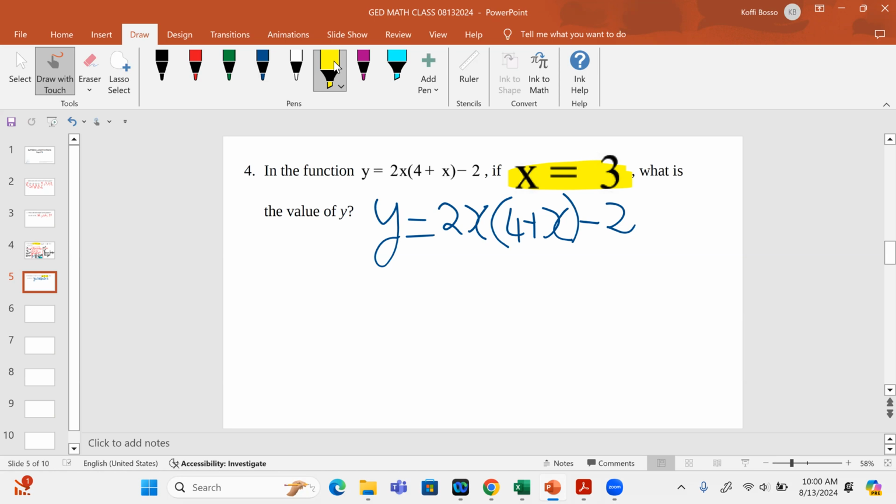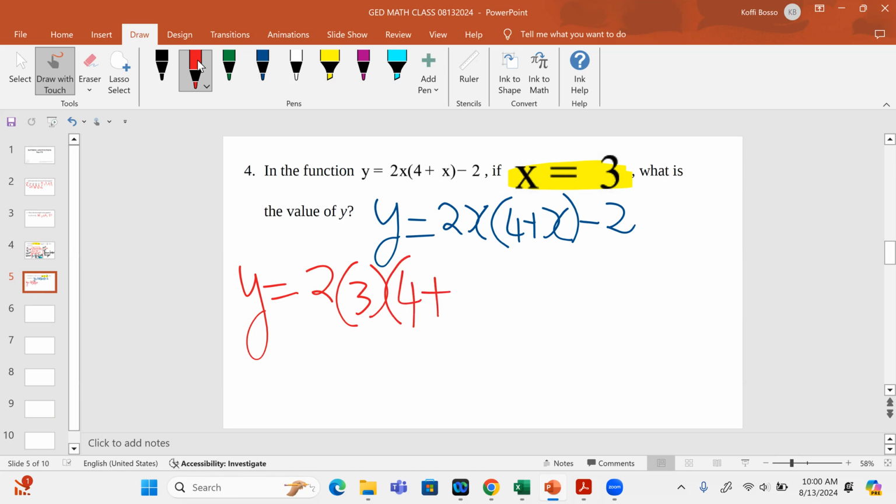Okay, understand that when they say 2x, that means 2 times x. Good? 2 times x. So if you replace x by 3, you're going to have a 2, parenthesis, we times 3 because the x value is 3. Okay, bracket again, we have a 4 plus what? 3. Yes, minus 2. That's what we're going to work out. Okay, so in the parentheses, remember, when you do PEMDAS, you have a 4 plus 3, right? And 4 plus 3 is what? 7.